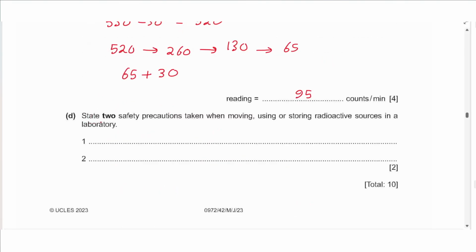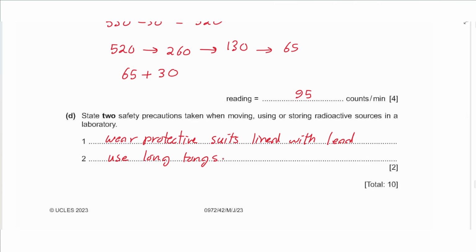Part D says, state 2 safety precautions taken when moving, using, or storing radioactive sources in a laboratory. So for using and moving, we can wear protective suits lined with lead. And for handling, we can use long tongs. We can also say for storing, we store it in thick lead containers or thick concrete containers or cupboards. But we only have 2 for the question.